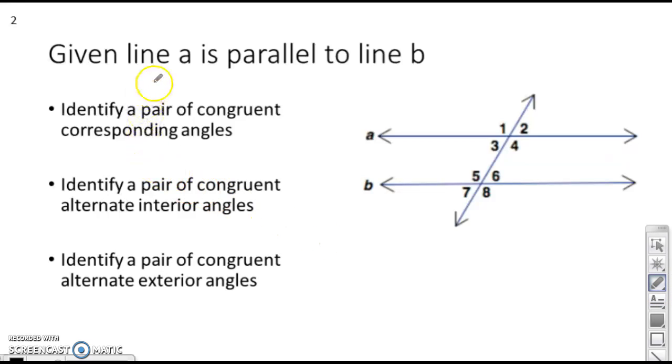All right, so this one says, given that line A is parallel to line B, identify a pair of congruent corresponding angles. Now remember, corresponding means same side, skip an angle. So let's find those.